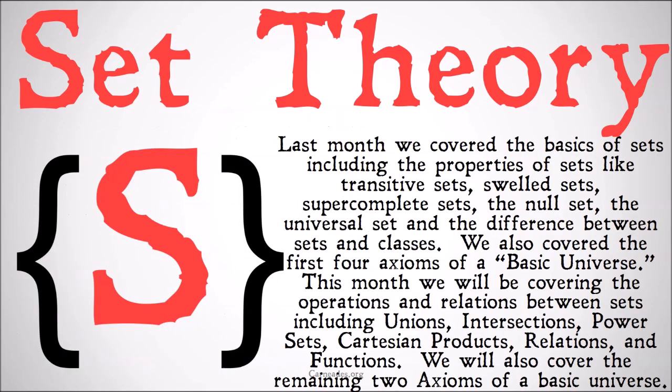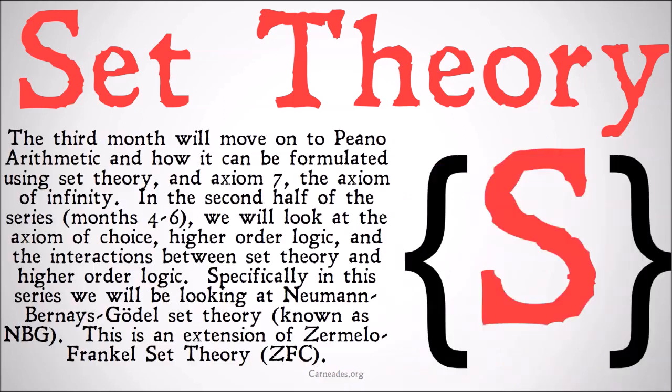So, last month we covered the basics of sets, including the properties of sets like transitive sets, swelled sets, supercomplete sets, the null set, the universal set, and the difference between sets and classes. We also covered the first 4 axioms of a basic universe. This month we're going to be covering the operations and relations between sets, including unions, intersections, power sets, Cartesian products, relations, and functions. We're also going to cover the remaining 2 axioms of our basic universe.